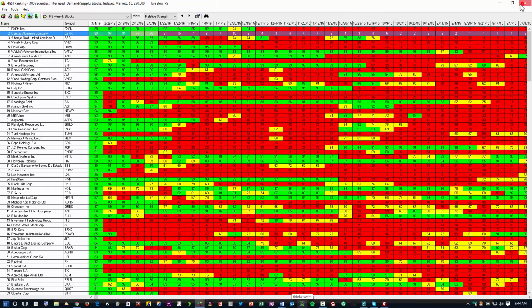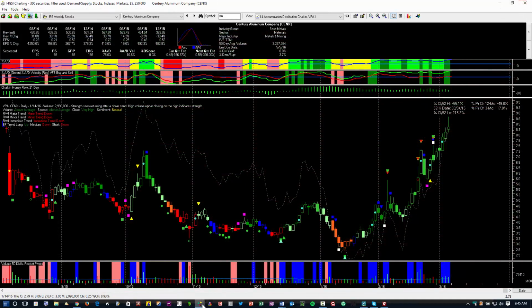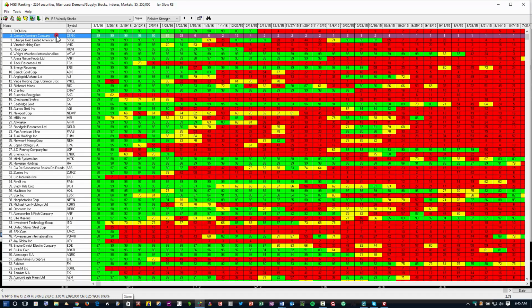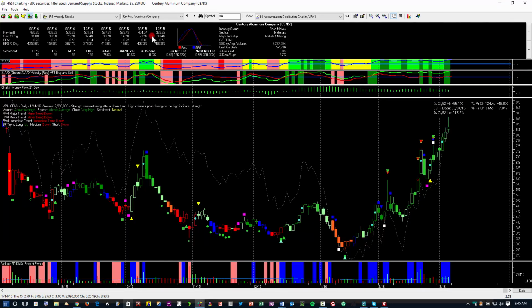And actually I need to recalculate that. I'm recalculating because I closed it before and it didn't include all the stocks. So anyway, here we are at the first of the year. You can see it's all red, turns yellow on the 29th, and between this week and this week it goes from 65 to 95, and that is the week of February 5th.